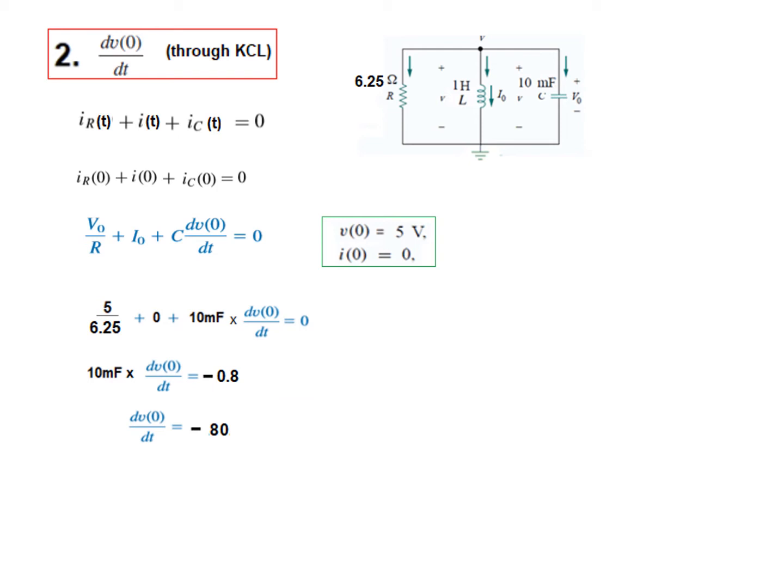So V0 is 5, here 5, divided by resistance 6.25. Current is 0, so I'll write that. Capacitor value is given 10 millifarad and dV dt. And from here, by solving, you can find dV0 dt to be minus 80 volts per second.